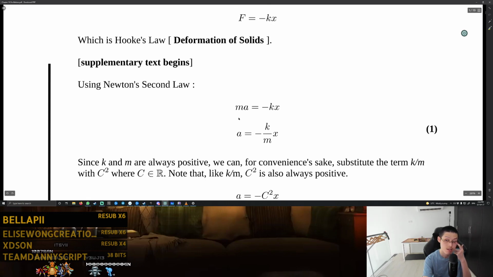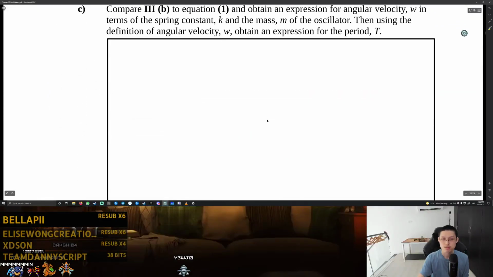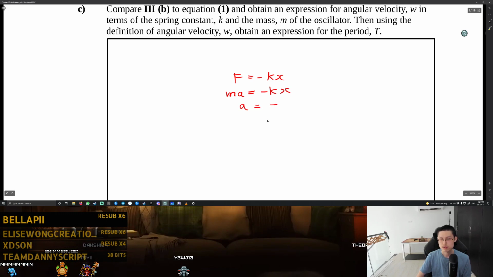Okay, so equation 1 is just from Hooke's law. A equals negative k over m x. Right, so you start with Hooke's law, F equals negative kx. Ma equals negative kx. So a equals negative k over m x.